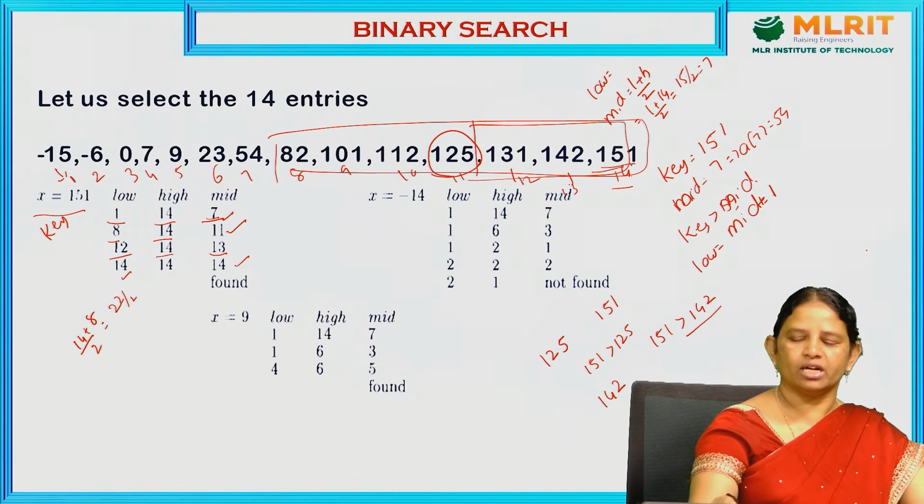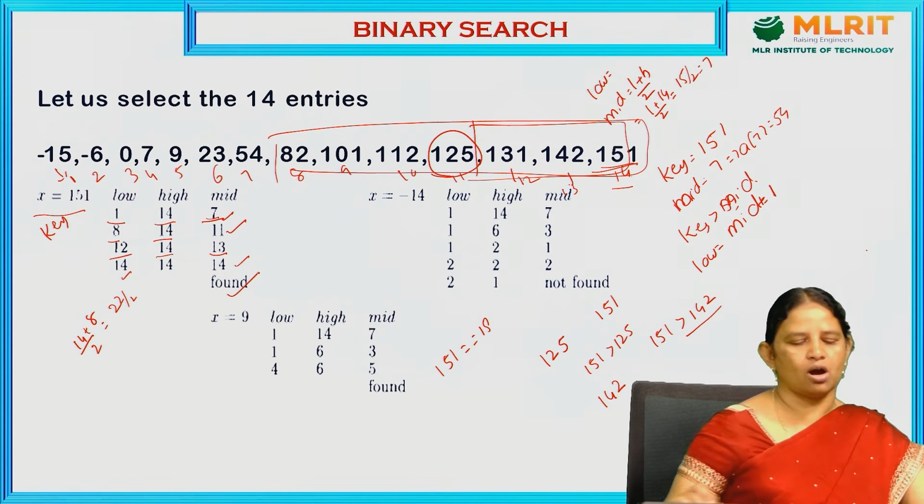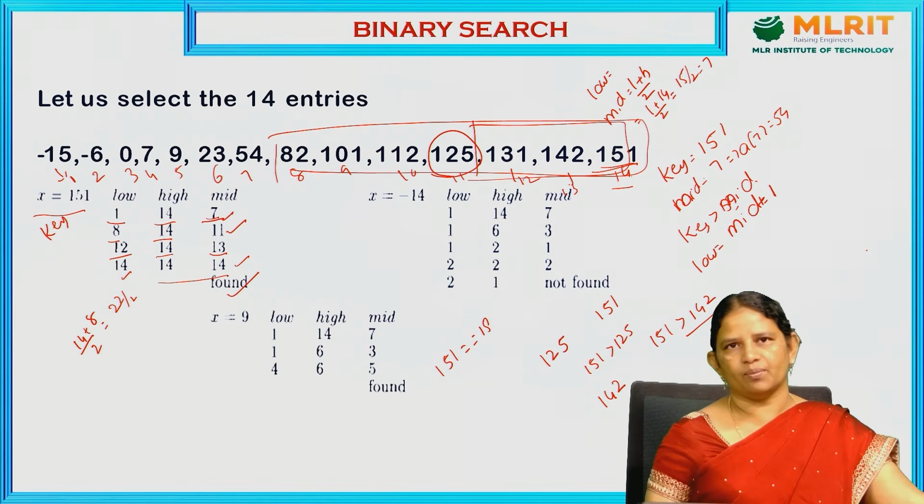What is the element in A of 14? That is 151. Key element is also 151. Element is found. Element is found at the index 14. At index 14, the element is found.